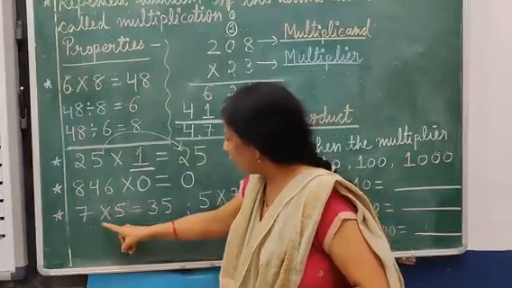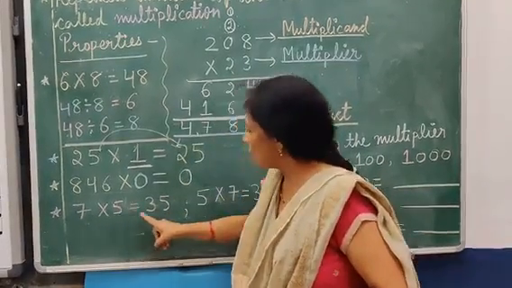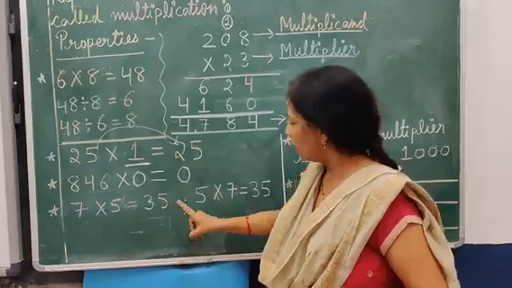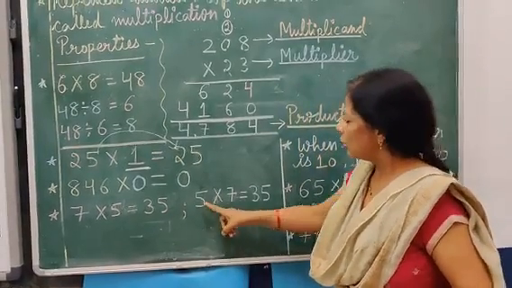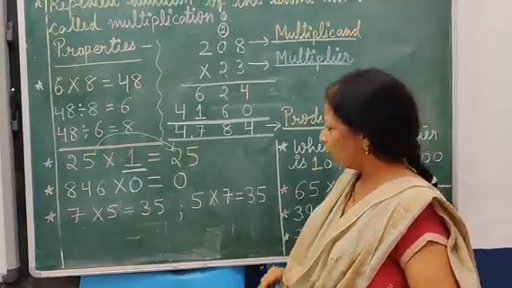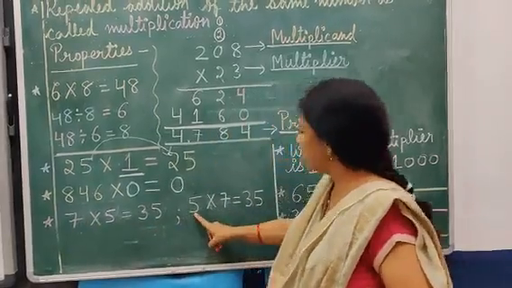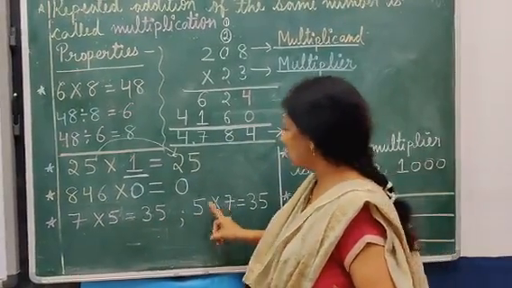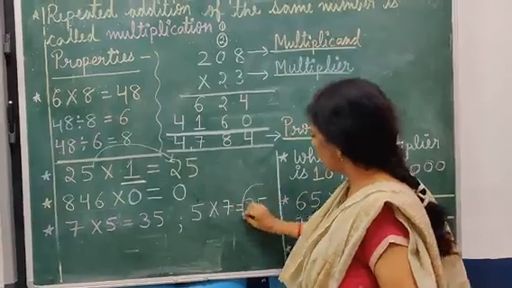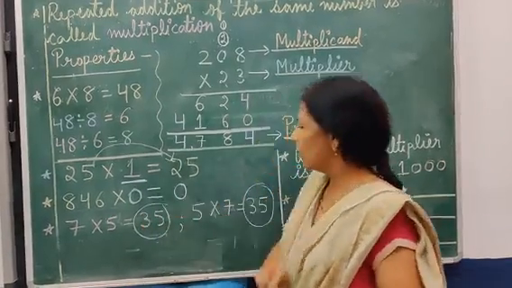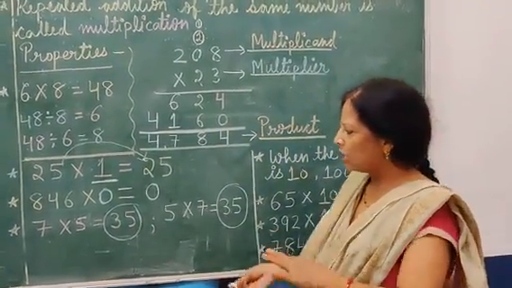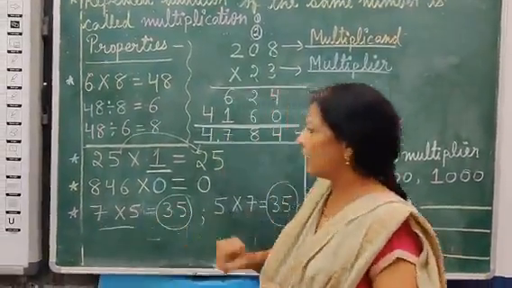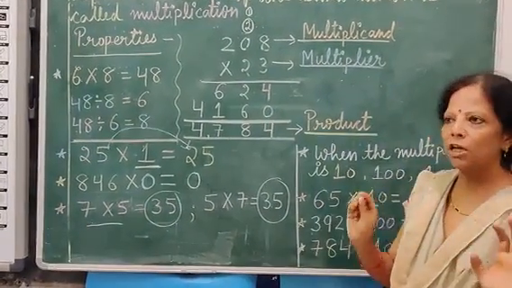Okay children. Now here you see children, 7 into 5 is equal to 35. Here I have changed the order. In place of 7 I have kept 5, and 7 has gone to the 5 place. But I am getting the same product in both places. So changing the order of the multiplicand and multiplier will not change the product.